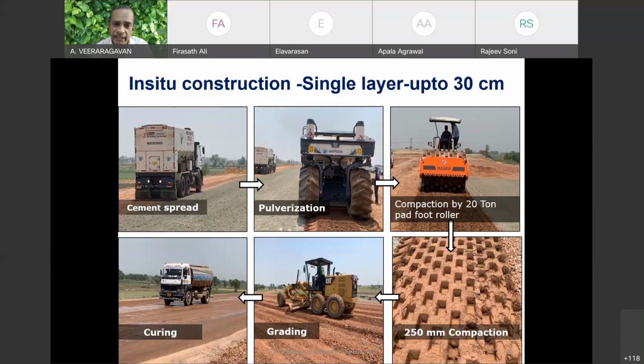A failure in any of these 6 steps will ensure early failure. If the dosage of cement is not okay, or it's not uniformly spread, or not fully pulverized, or the compaction is inadequate, or the grading is poor, the camber is not adequate, or the curing is poor, then the performance will be bad. What do you say? Stabilization has failed. But stabilization has not failed. The quality of construction adopted in stabilization has failed. So normally we attribute the failure to the technology. No, both are different. So quality of construction plays an important role.